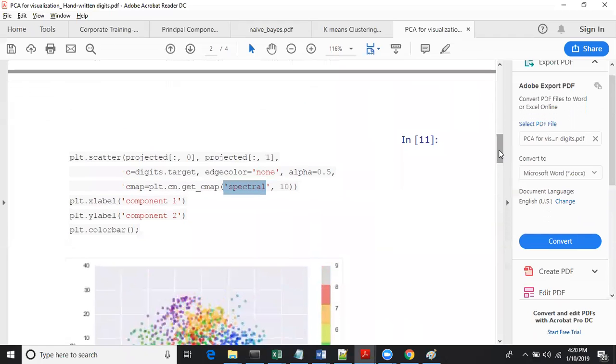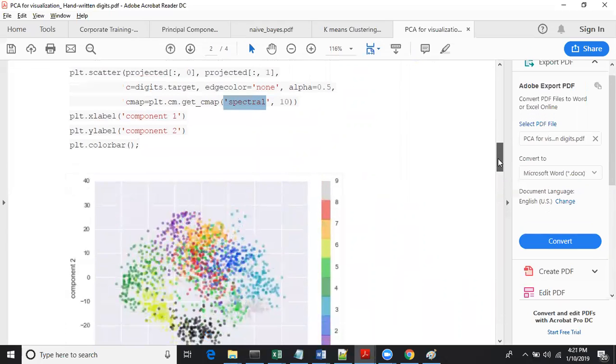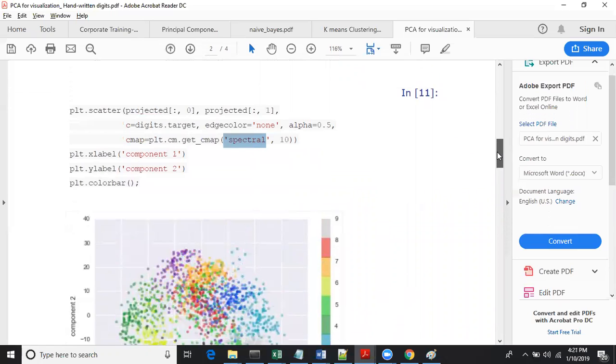Any questions? Hello? Actually, I'm not clear about this. Your voice is coming very slow actually. I don't have a clear understanding of this plot which you did. What were we trying to do here?